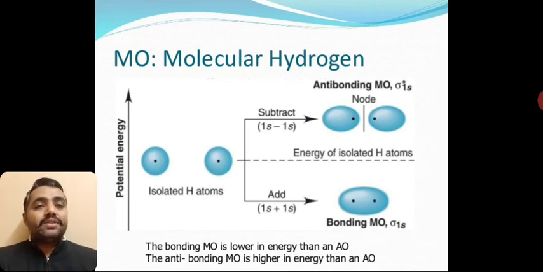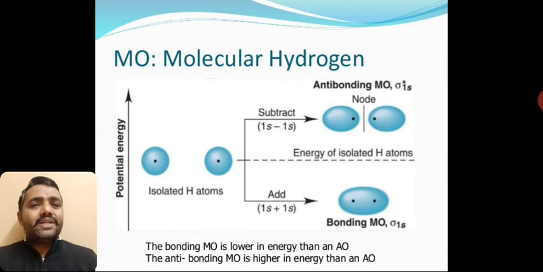Molecular hydrogen: a 1s orbital overlaps with a 1s orbital. Before this slide, you can discuss the same. Take one isolated hydrogen atom and another isolated hydrogen atom, and both overlap. Hydrogen has atomic number 1 and electronic configuration 1s1, so the orbital available in the hydrogen atom is the 1s orbital, because in molecular orbital theory you take the valence shell orbitals. Hydrogen has only one shell, and 1s is the valence shell orbital.